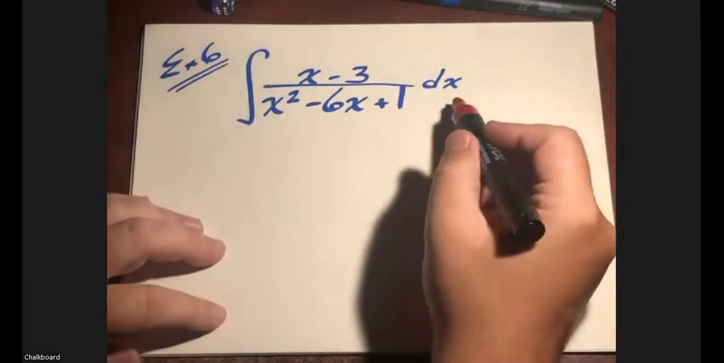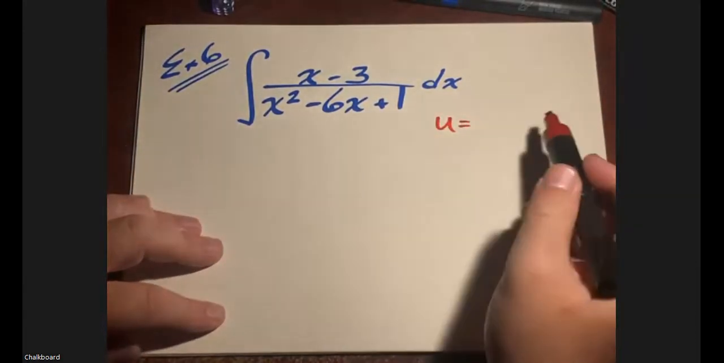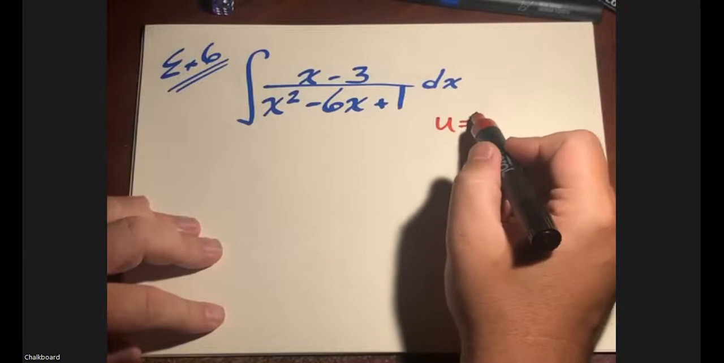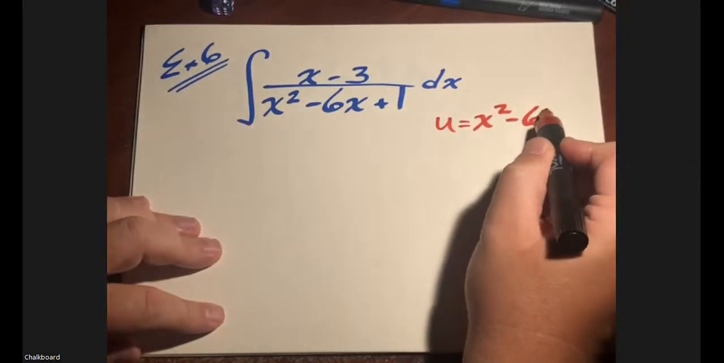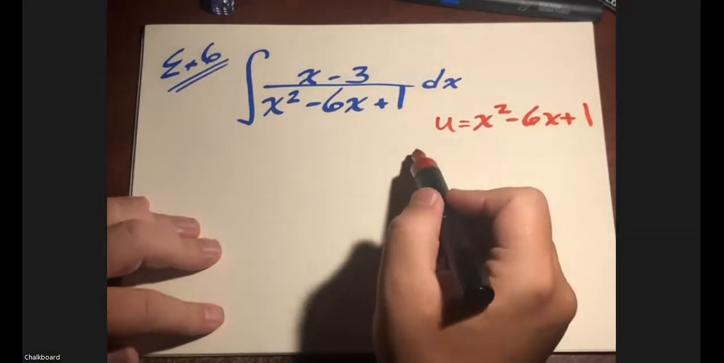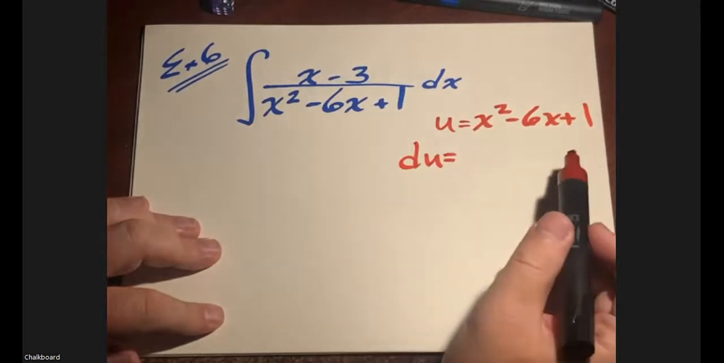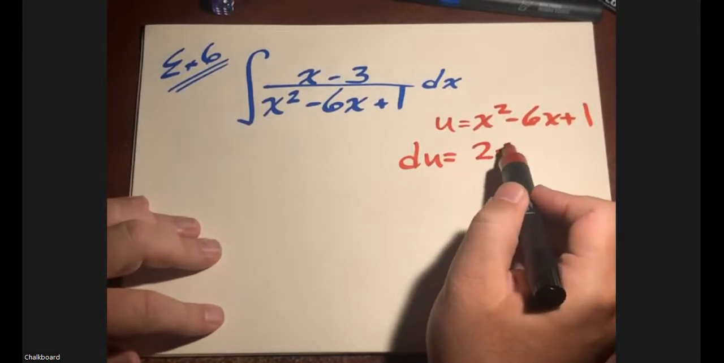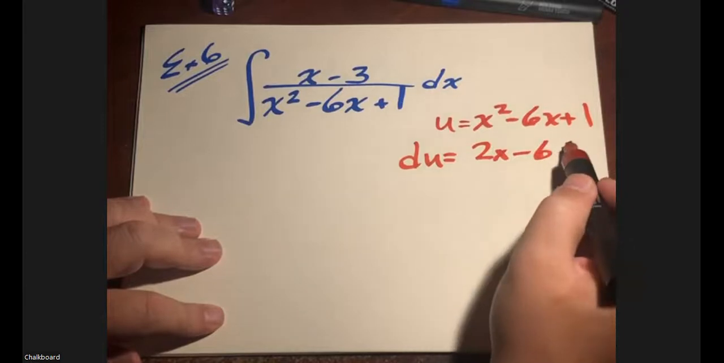So I'll start by stating that u equals that denominator x squared minus 6x plus 1. Follows now that du equals that derivative, which is 2x minus 6. And don't forget dx.